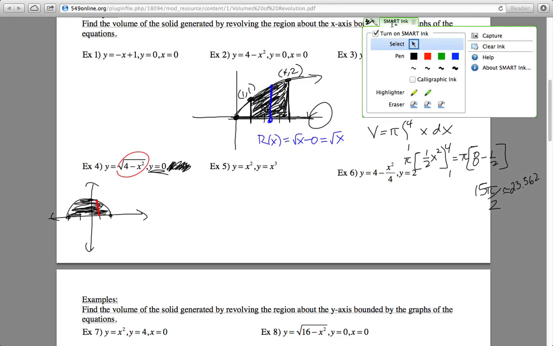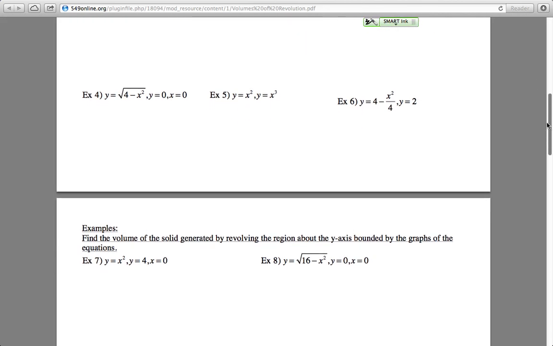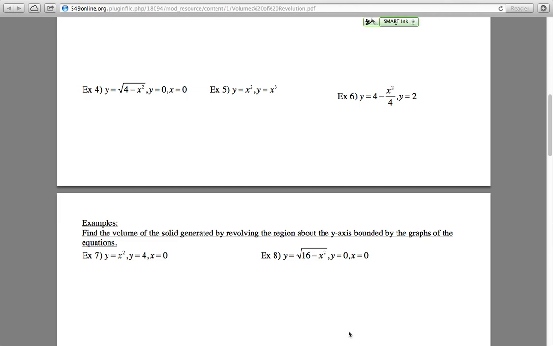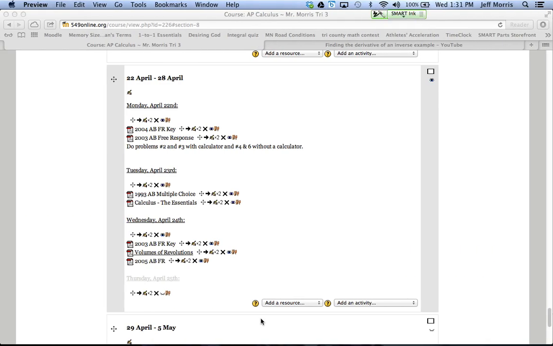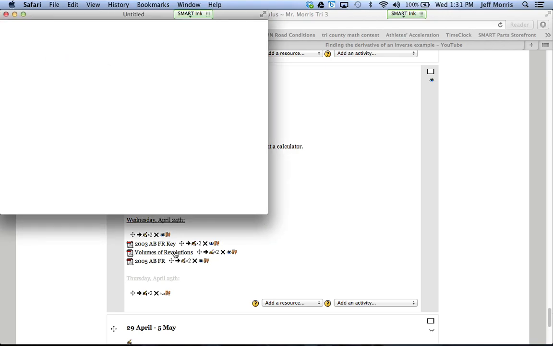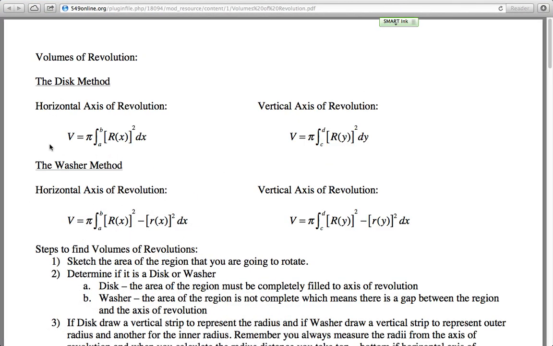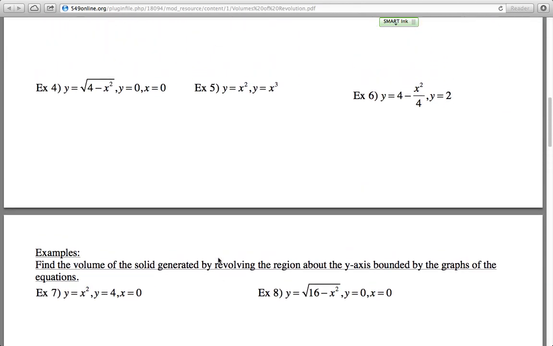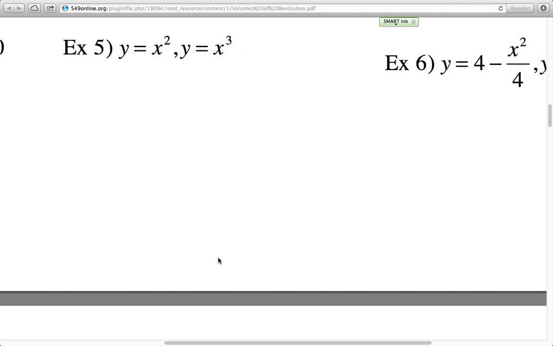Number 5 is really interesting. We're gonna have some donuts. Okay, number 5. Take a look at it. I'm going to zoom in a little bit on it, if I can. All right, there we go.